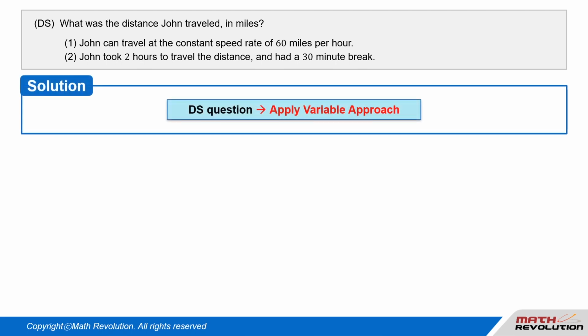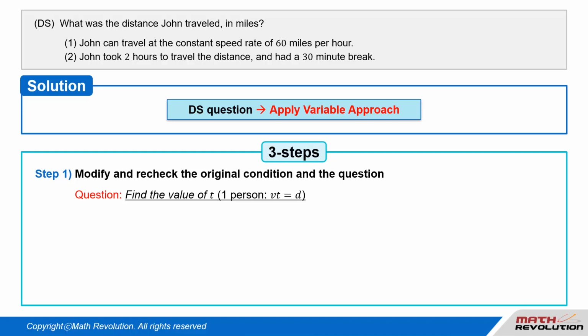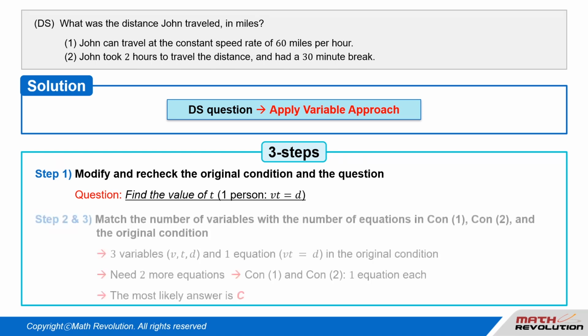Solution. Let's solve this DS question using the variable approach. Let's apply the 3 steps suggested previously. Follow the first step of the variable approach by modifying and rechecking the original condition and the question. We are dealing with just one person, so the property we will be working with here is V times T equals D, and we are looking for the value of D.